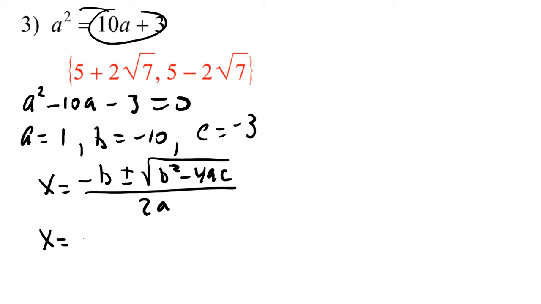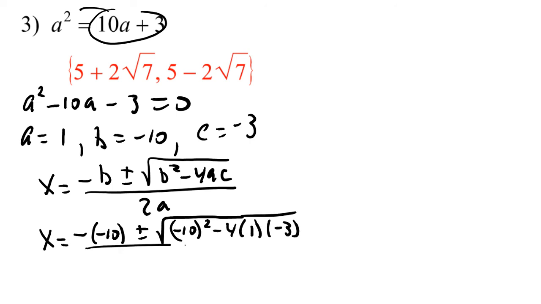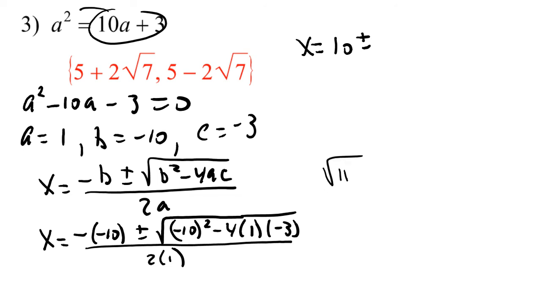So then x equals negative 10 plus or minus b squared, which is negative 10 squared, minus 4 times 1 times negative 3, all over 2 times 1. Again, this is my process. Then I like to simplify. So then x equals 10 plus or minus. Okay, so under the square root, we've got negative 10 squared minus 4 times 1 times negative 3. And then I get the square root of 112.